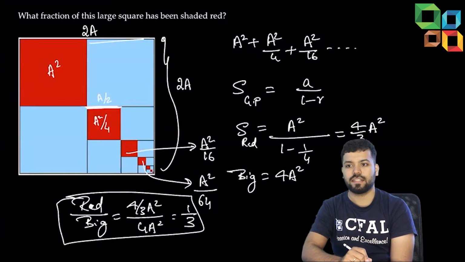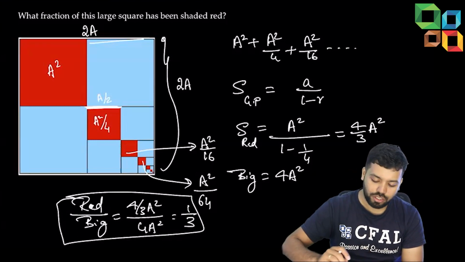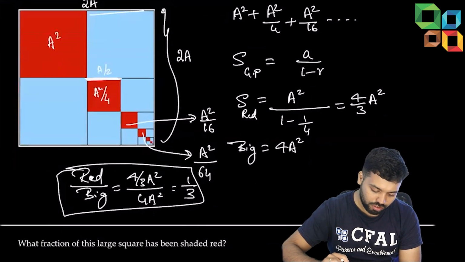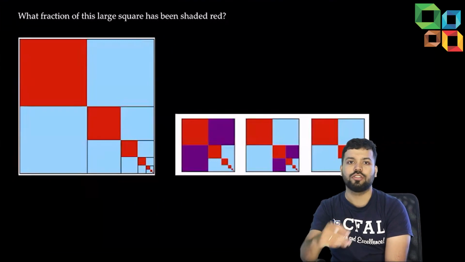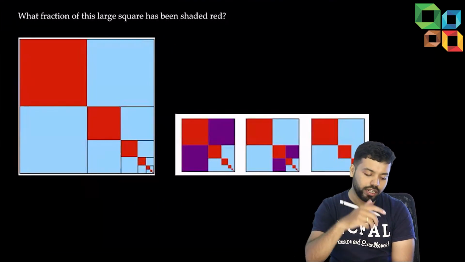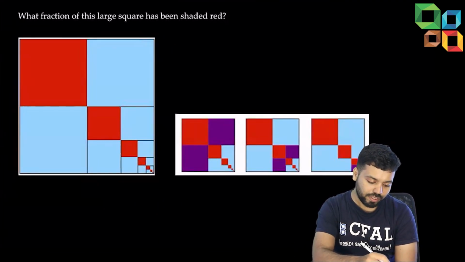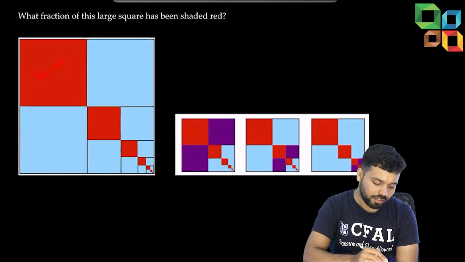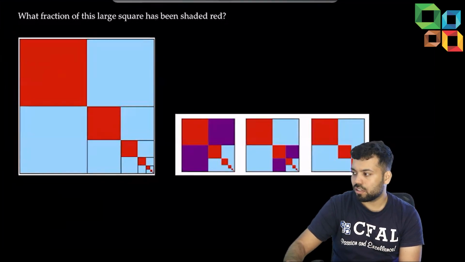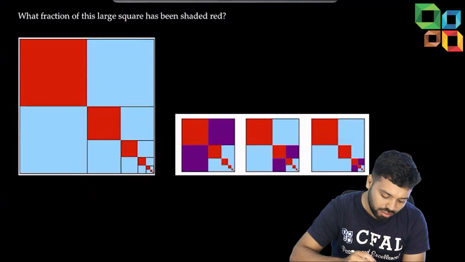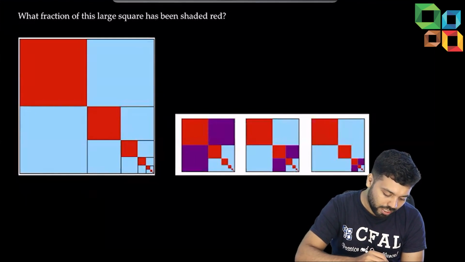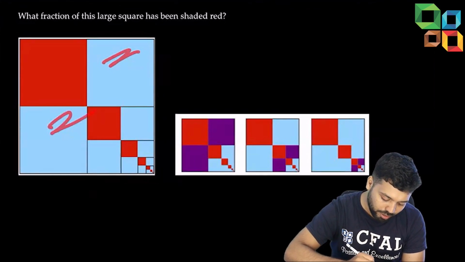So is this clear? Okay. Suppose we don't know GP. How do we do? If we don't know GP, how do we do? So take a look at here. You have this red area, and suppose these two, I'll shade these two areas with the purple color.